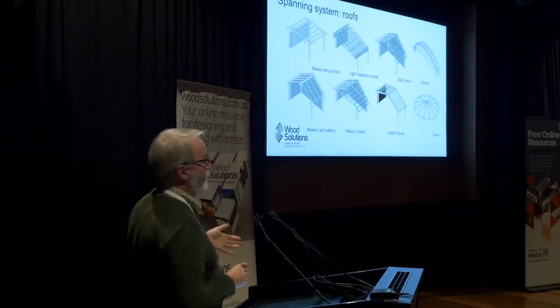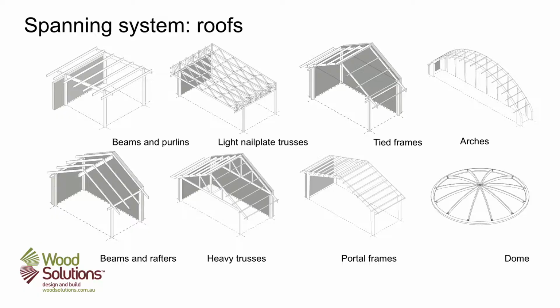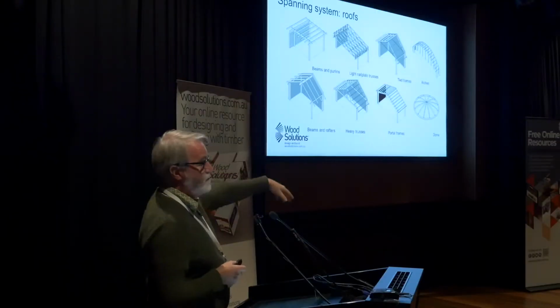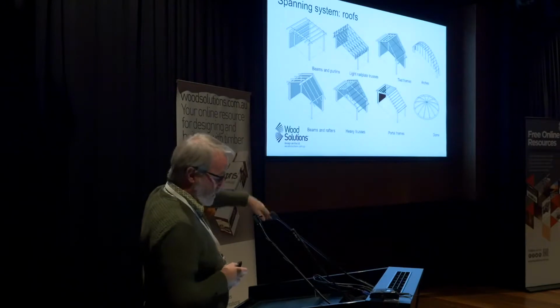If we're looking then at roof systems, there's a whole range of different roof systems that are available, and we can characterise those. So we have beams and purlins, beams and rafters, which is a slightly different arrangement. We've got light nail plate trusses, heavy trusses, tied frames, portal frames, arches and domes. The end two are probably much rarer than the ones at this end.